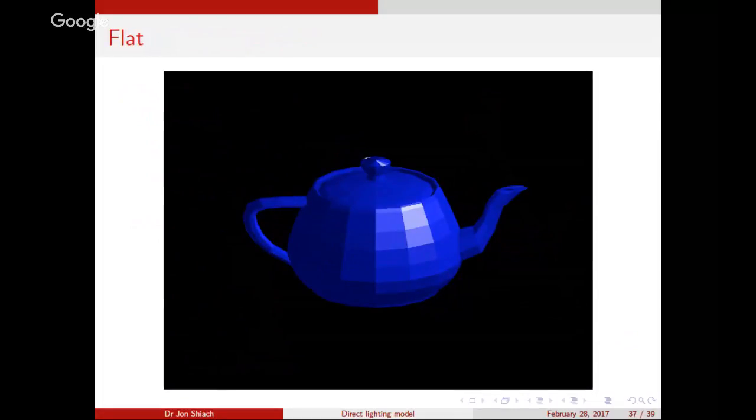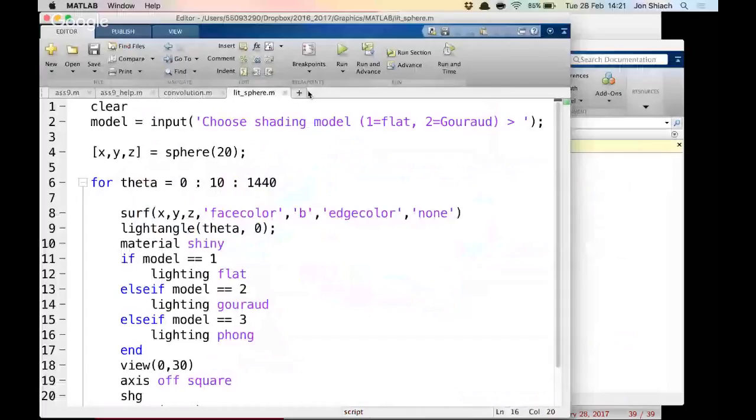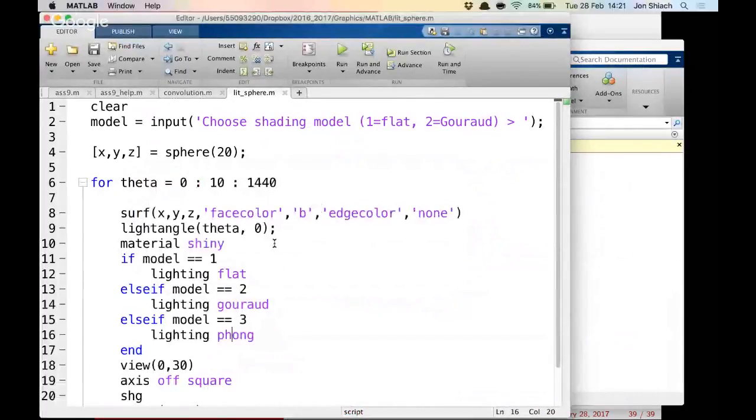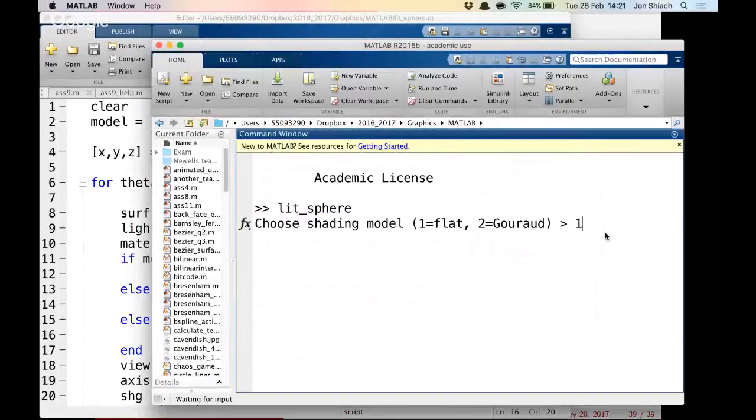Okay, so here's the teapot. This is the flat shaded teapot. That's Gouraud, looking a bit rubbery, and Phong looks a bit better. I'm just going to show you an animation. Okay, so let me run this.